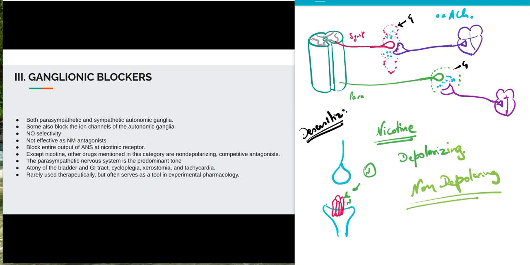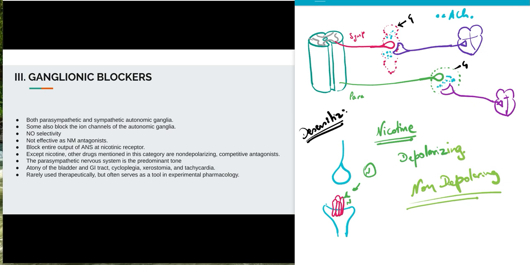Correct. So that is why it is mentioned atony of bladder and GI tract. Once again, parasympathetic given to the heart is lowering the heart rate. So if you are giving a blocker, then it should cause tachycardia. Correct. So that is why we have written here reflex tachycardia.